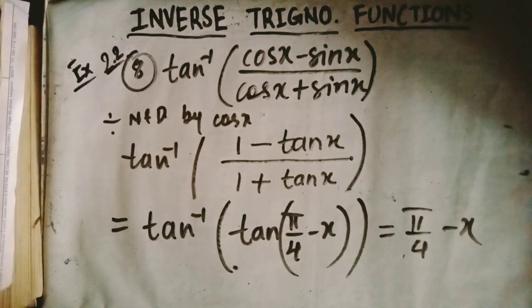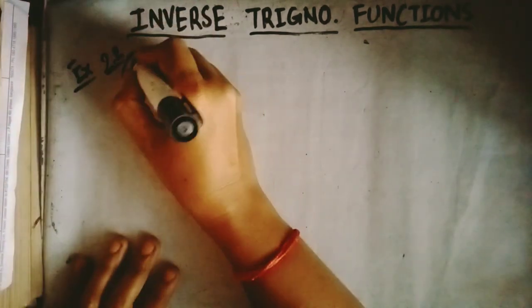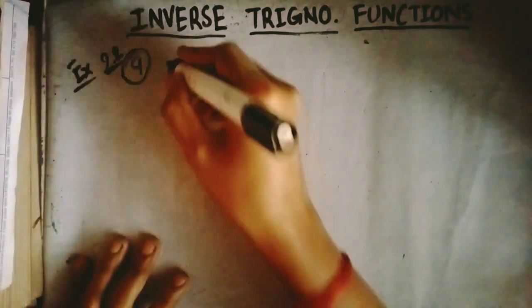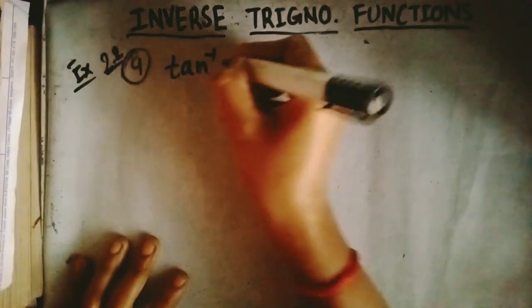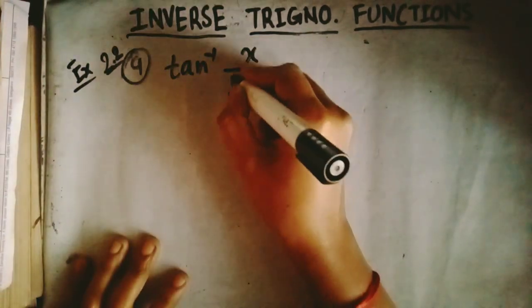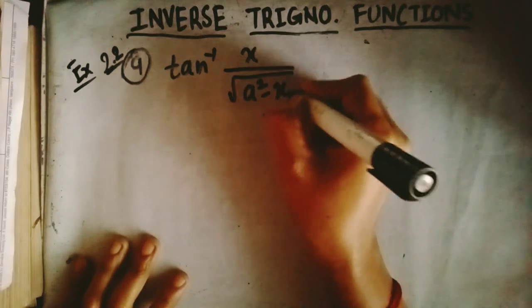So the final answer is pi by 4 minus x. Next question, question number 9. Tan inverse x upon root of a square minus x square.